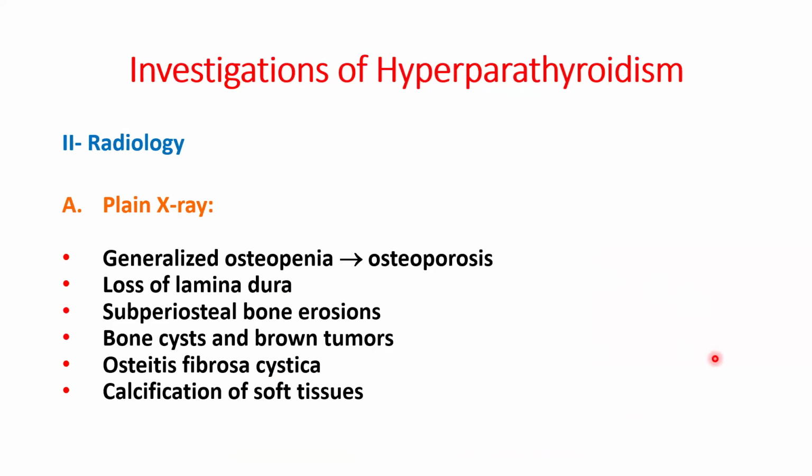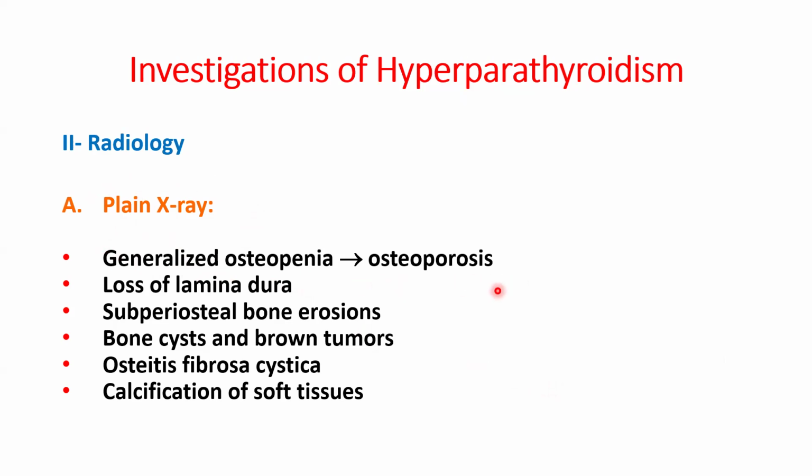Okay. Now coming to the investigations of hyperparathyroidism. Not first of all, because as I mentioned last time, in endocrinology, the first investigations you request are the biochemical tests. Serum calcium, the serum inorganic phosphorus, alkaline phosphatase, and the PTH, right? And then you do the radiology. In the radiology, we can do plain X-ray on bones, revealing generalized osteopenia up to osteoporosis.